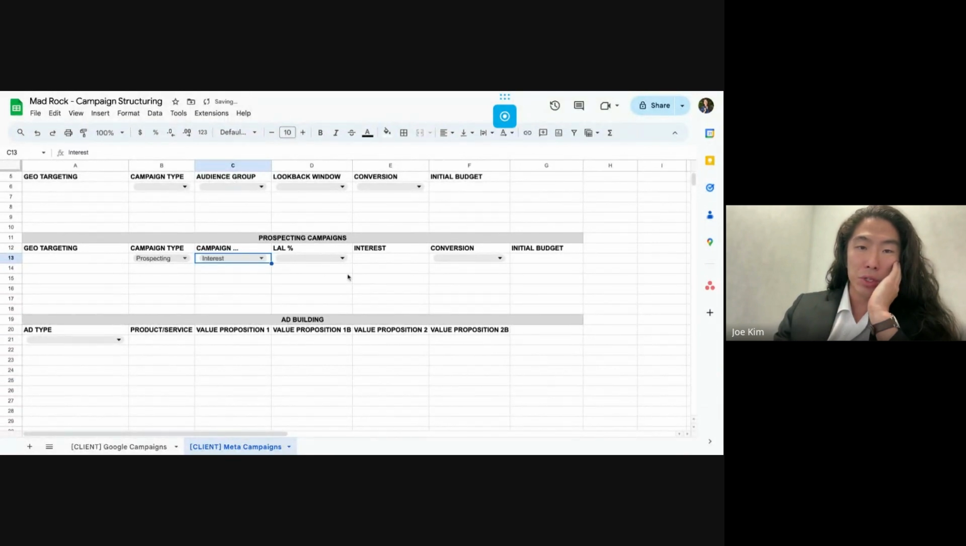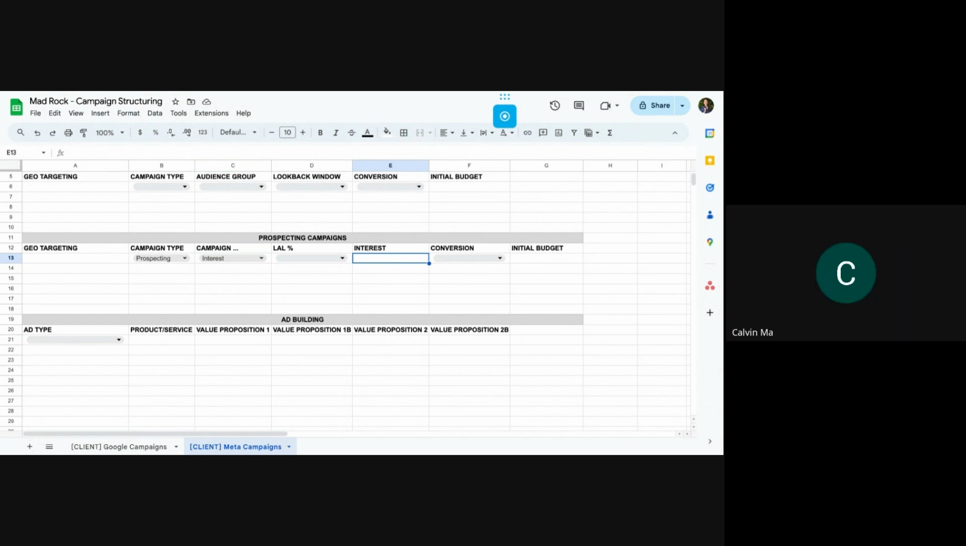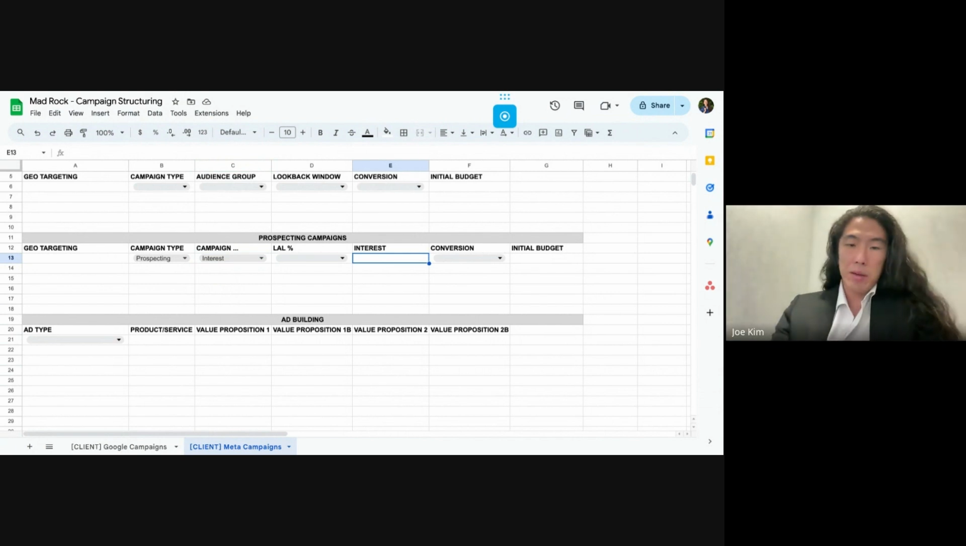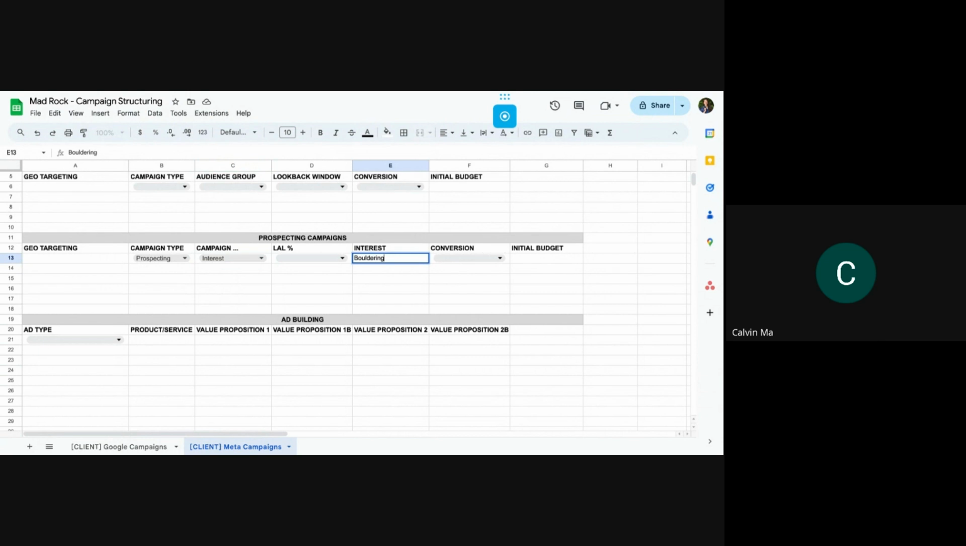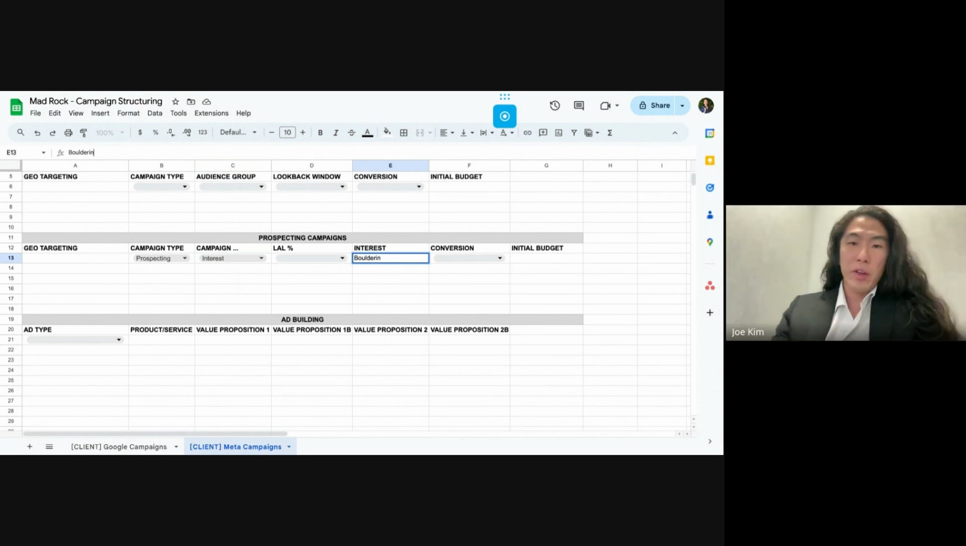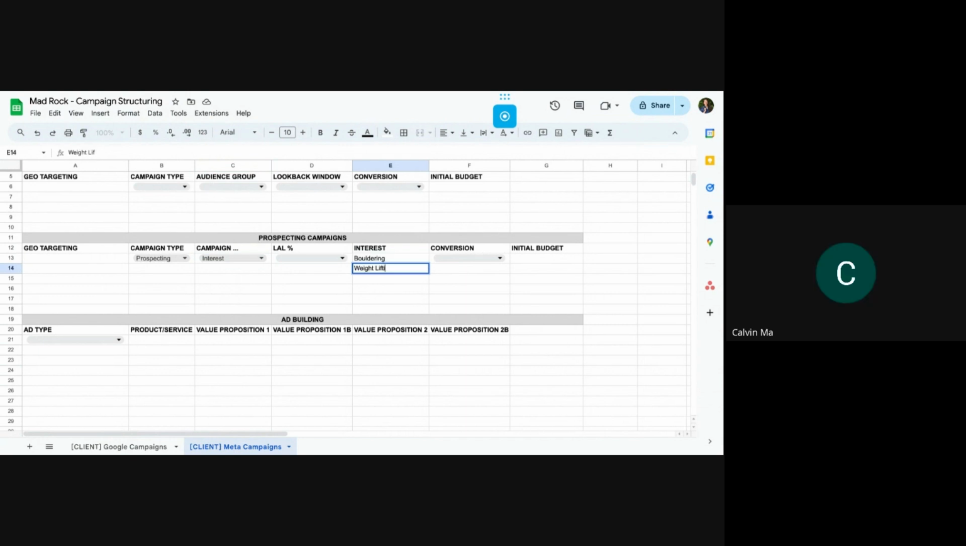In terms of interest, we could probably build something around... Calvin, what do you think your gym boulderer is really about? Well, I guess obviously bouldering. Bouldering, I'd say maybe weightlifting to some degree. Okay, that would be an adjacent interest. I guess with bouldering, maybe calisthenics.